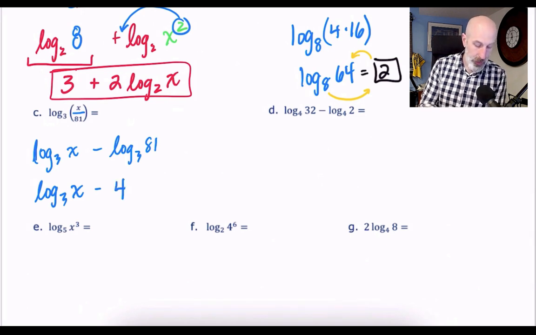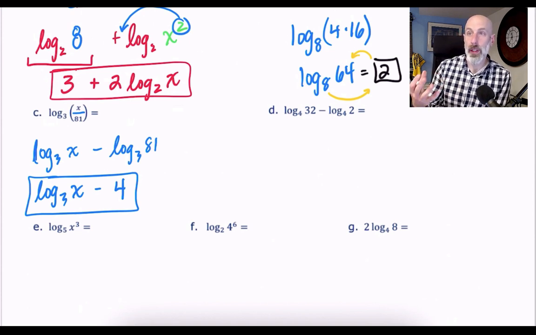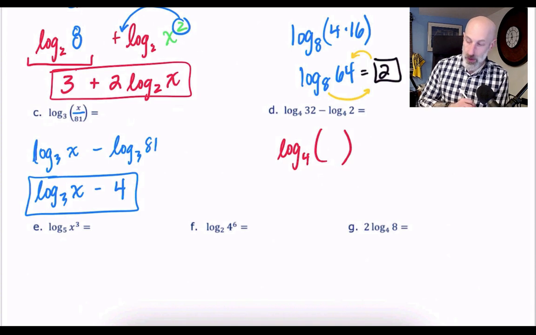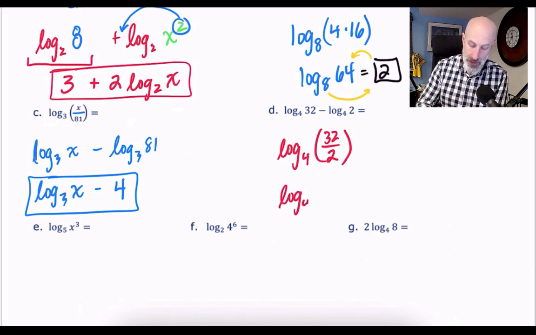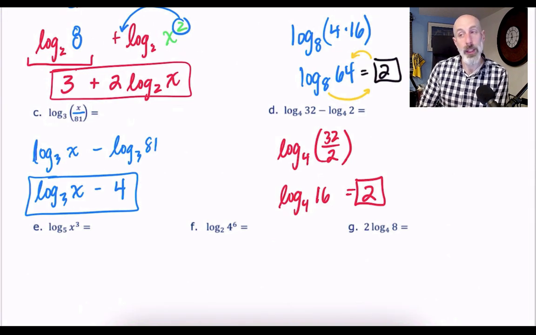That's going to be the 4th power of 3 is 81. In example D, we see, again, this in reverse. We have subtraction between two logs of the same base, so we can put this together as log base 4, and then there should be division, 32 divided by 2, inside that argument. Again, 32 divided by 2 can be simplified to 16, and 4 to the 2nd power is 16. And we can simplify that whole thing to 2 as well.